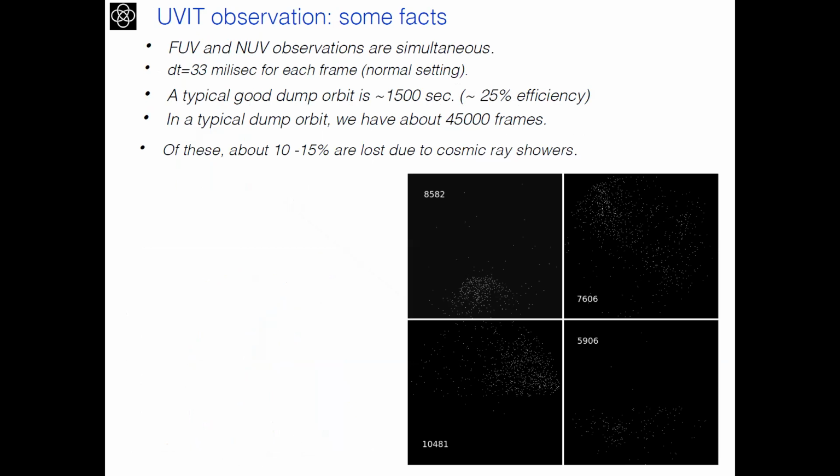Between 2 successive frames, there are about 33 milliseconds. So in a good orbit, you have about 1500 to 1800 seconds of observation, so about 45,000 to 50,000 frames are taken in an orbit. Of these, these are the frames which are struck by cosmic ray showers, and we select, identify and remove them directly in the pipeline, so that they don't affect the photometry later.